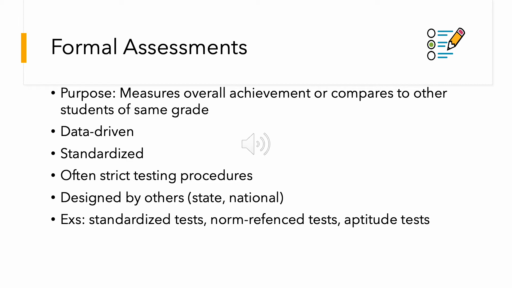So let's start with formal assessments. Formal assessment's purpose is to measure the overall achievement of a student, or sometimes to compare a student to other students of the same grade or the same age. Formal assessments are data-driven measurements, and they're usually standardized, although not always. There are often very strict testing procedures, which helps to ensure the reliability and validity of the testing outcomes. They tend to be designed by others, sometimes at a state level and national level, and examples include standardized tests, norm reference tests, and aptitude tests.